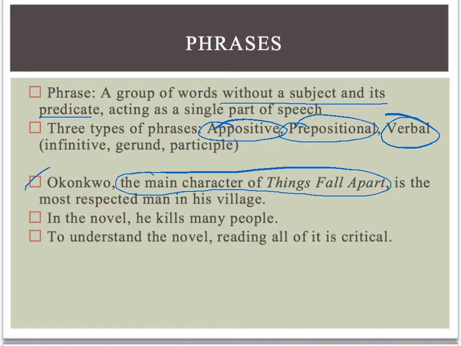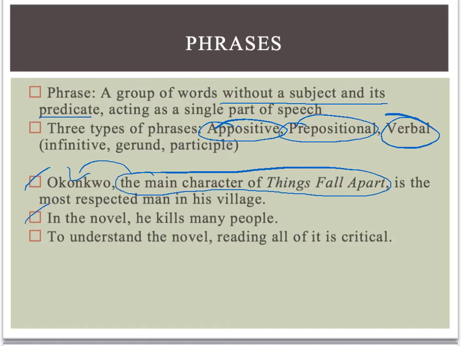You see how all those words work together? They're all renaming Okonkwo, all right? So that's an appositive describing Okonkwo. That group of words is essentially acting as an adjective, so they're acting as one part of speech, right? The second sentence, in the novel, he kills many people. Okay, this sentence has a prepositional phrase.